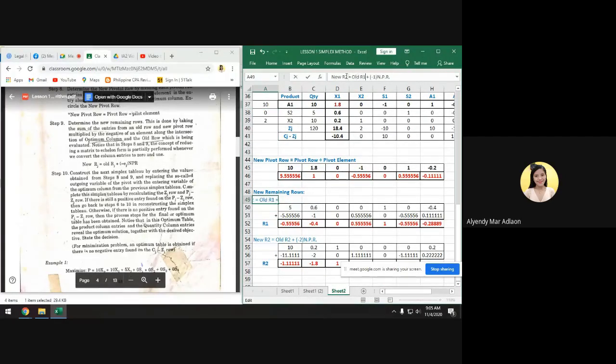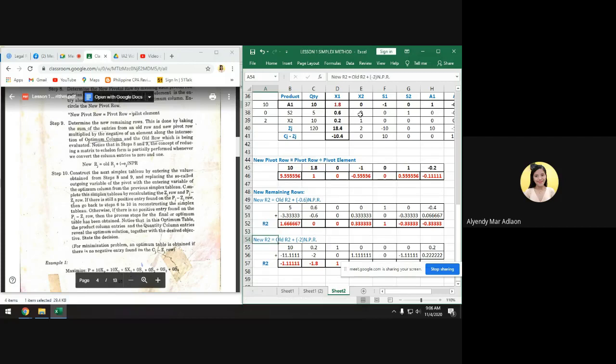For row 2, the formula is old row 2 plus the amount in the optimum column multiplied by the new pivot row. So may amount sa optimum column, di ba? We have 0.6. So this is now negative 0.6. Okay? So for the old row 2, we have there 5, and then 0.6, and then 0, 0, 1, 0, and negative 0.4. We add that one by the new pivot row multiplied by negative 0.6. Okay? So we have 5.55 times negative 0.6, 1 times negative 0.6, 0 times negative 0.6, and so on. Okay? Next is to add the both. Then we now have our new row 2.